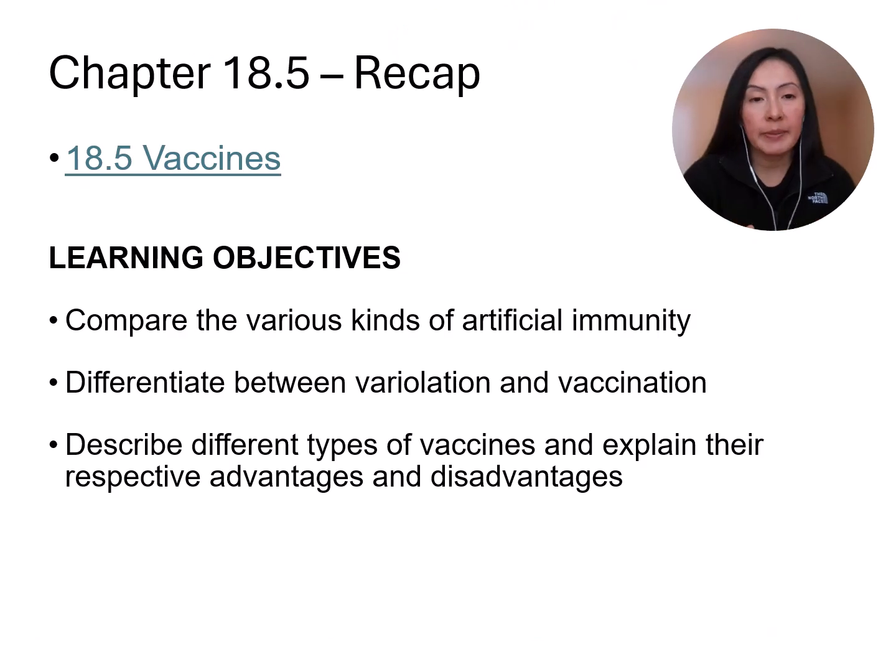All right, let's recap 18.5. The first learning objective asks us to compare the various kinds of artificial immunity. So we had artificial active immunity produced by vaccination. This is when the immune system actively generates antibodies and memory cells. This gives us long-lasting protection, such as through the flu vaccine or MMR vaccine.